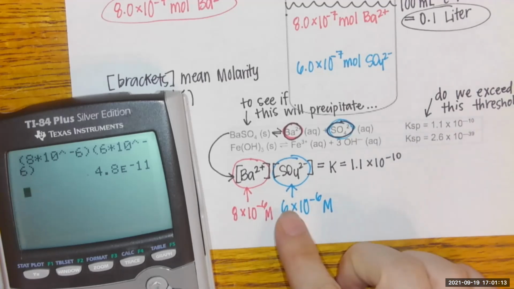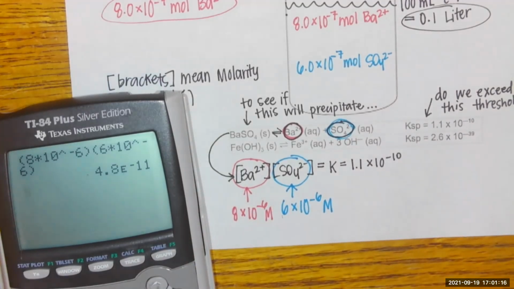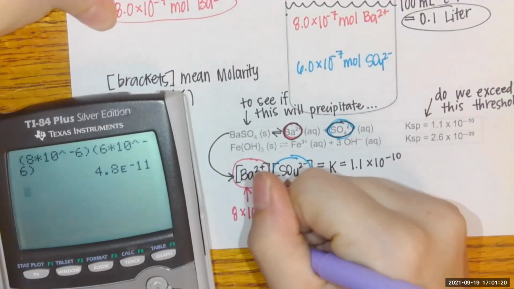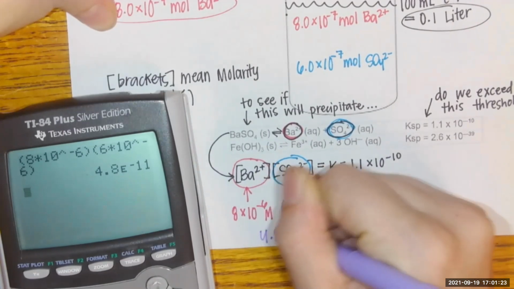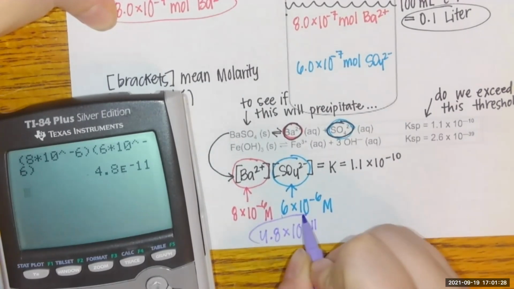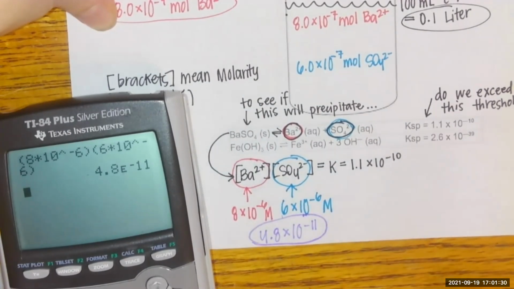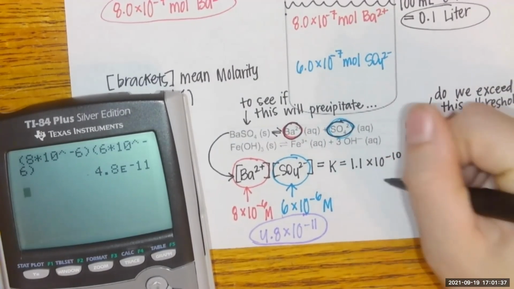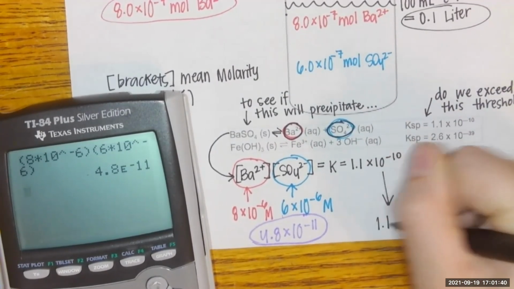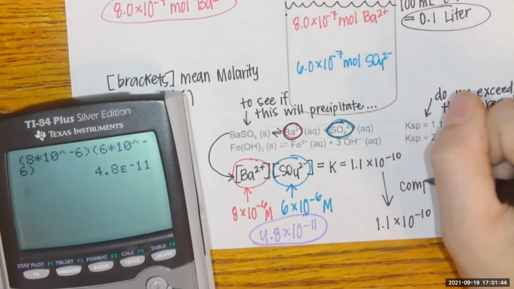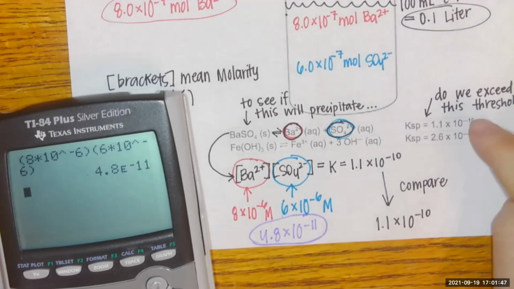what does red and blue mean? Purple? Do I have a purple marker? I do. Multiplying those together equals 4.8 times 10 to the negative 11. This is the value that we're calculating. Is this greater than, less than, or equal to 1.1 times 10 to the negative 10? We're comparing it to that threshold.